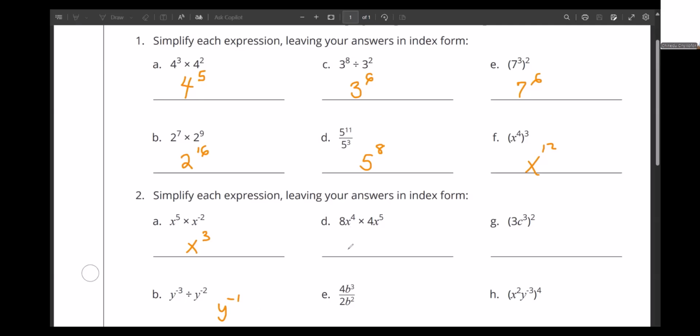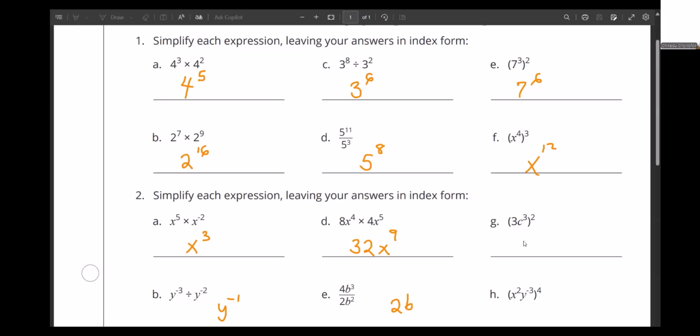And D, if you have to multiply these indices, multiply the coefficients, 8 times 4, that's 32. And then you take x, and then 4 plus 5, that's going to be 9. And of course, for question E, you divide 4 by 2, so the answer is 2. And b to the power 3, you divide by b to the power 2, definitely going to be b.